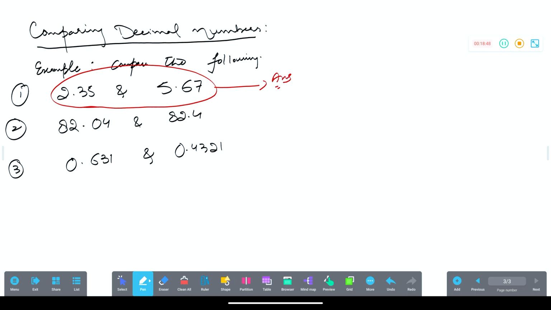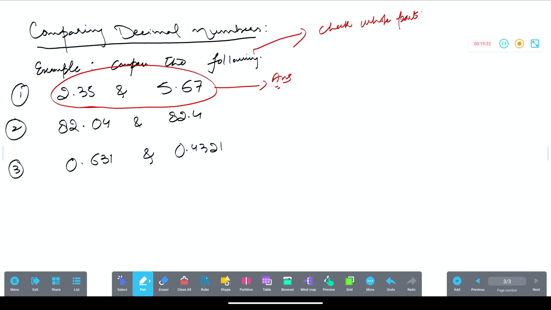Remember beta, whenever you have to compare decimal numbers, जब आपको decimal numbers compare करने होंगे, first check their whole part. Whenever you have to compare decimal numbers, first thing you have to do is to check the whole part. If you got the number whose whole part is greater, then you need not check the decimal part. आपको decimal part check करने की जरूरत नहीं. जिसका whole part बड़ा होगा, that will be considered as greater, irrespective of what is their decimal part or the fractional part, जो decimal point के बाद आता है.